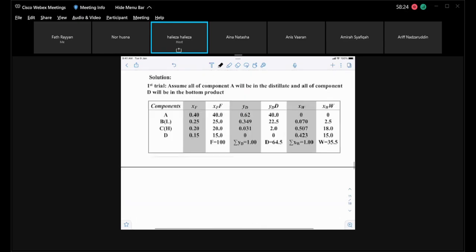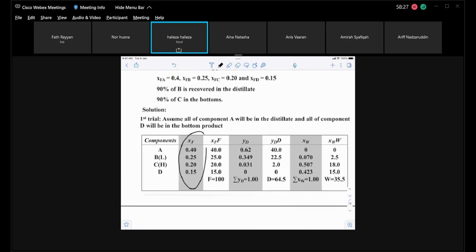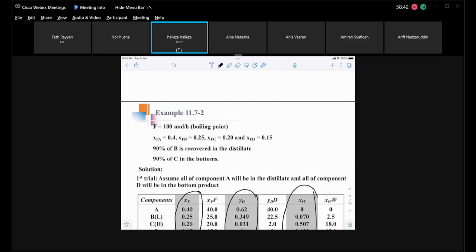Okay, so this is my feed composition for example 11.72. Now I need to find the composition of my top product and the composition of my bottom product, based on the assumption that I made just now: that all of my component A will be in the distillate, and all of component D will be in the bottom product. I have to make the assumption because it's not specified how many percent of A will be in the distillate, or how many percent of D will be in the bottom product. So the only thing that I know is that 90% of B will be in the distillate, 90% of C will be in the bottom.